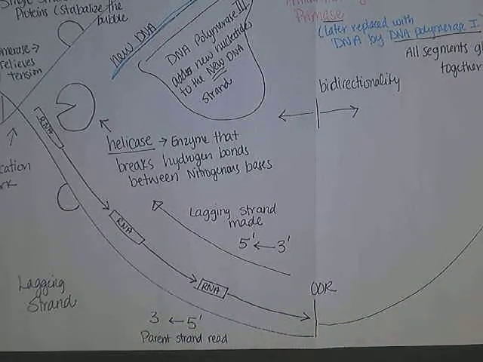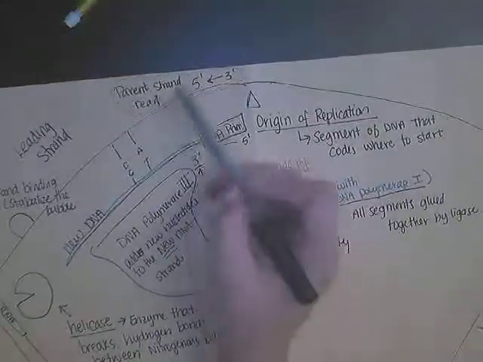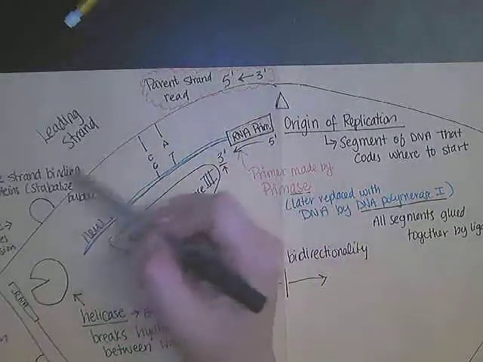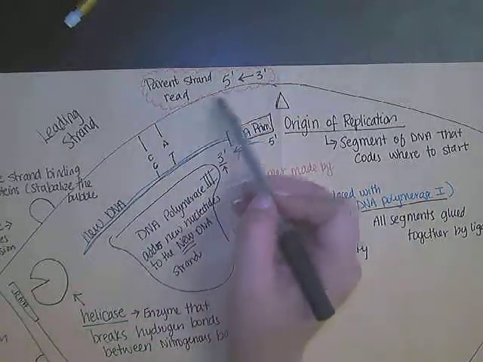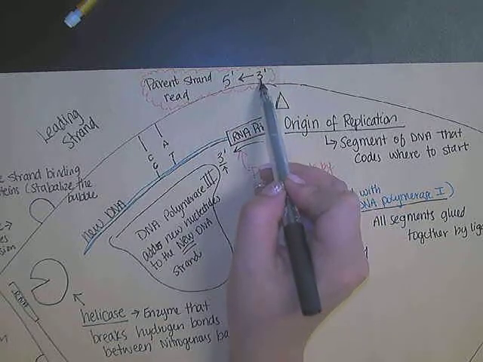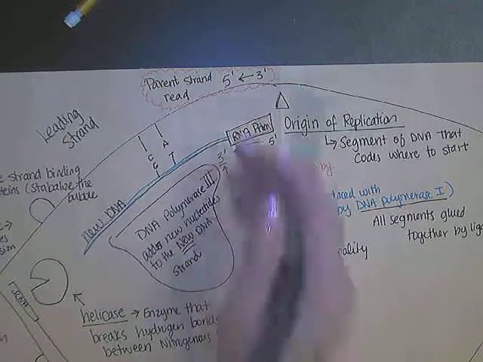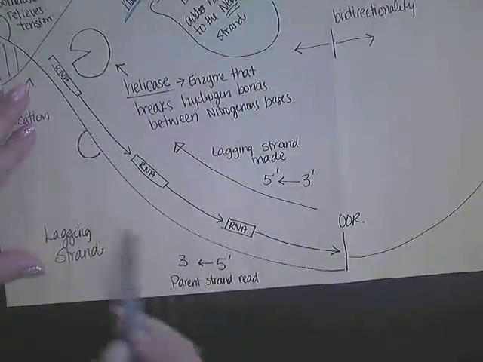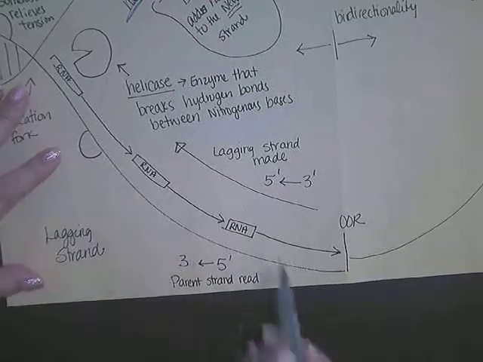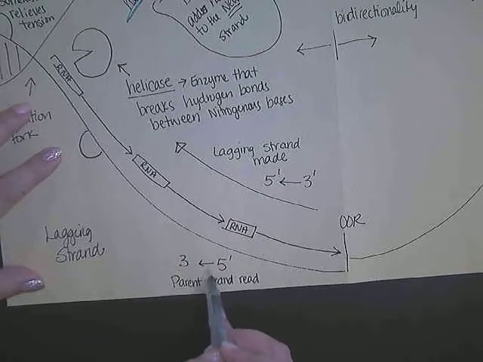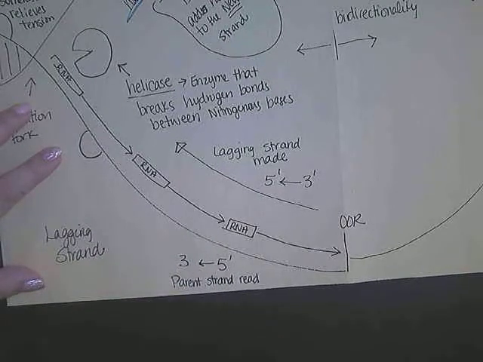Hey everyone. So in this last part of the video, we are going to talk about the lagging strand and how it is created in DNA replication. First of all, I need to point out that because this parent strand up here, the original DNA that had been unwound, was in the 3 to 5 direction going from the origin of replication towards your replication fork, that means that this other strand that is anti-parallel is going to be in the 5 to 3 direction.